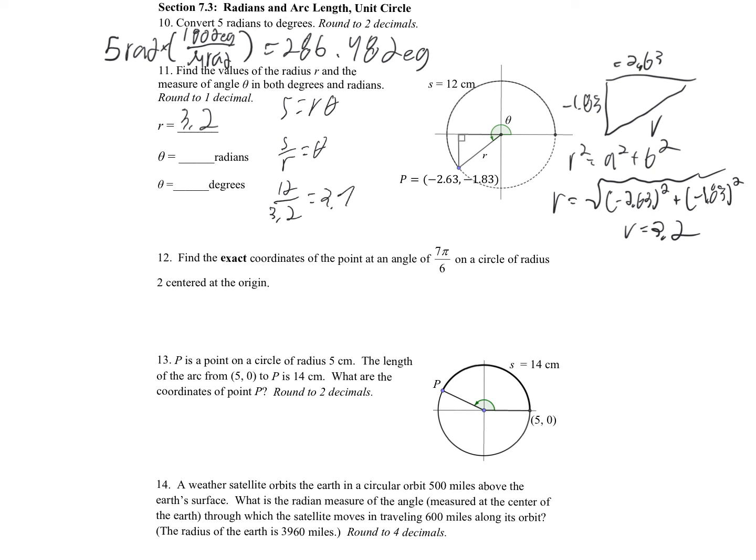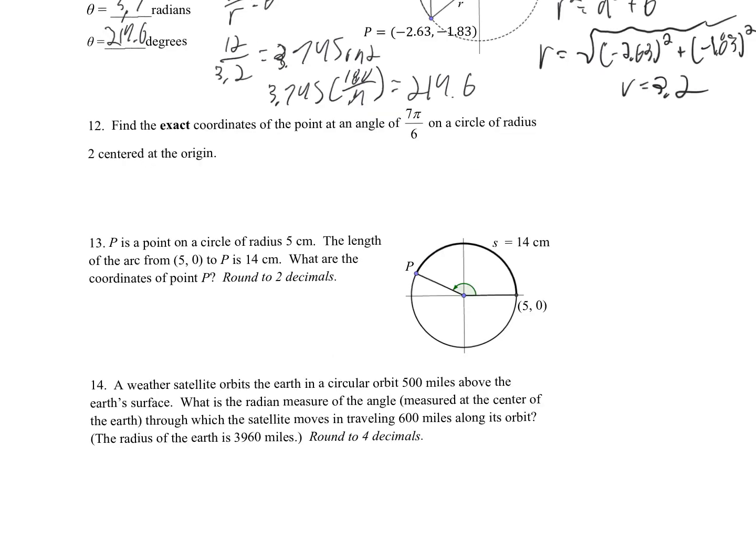3.745. And that's in radians, so we need to convert that to degrees. 3.745 times 180 degrees over pi radians gives us 214.6. Put those in, so we'll have 3.7 radians and 214.6 degrees.